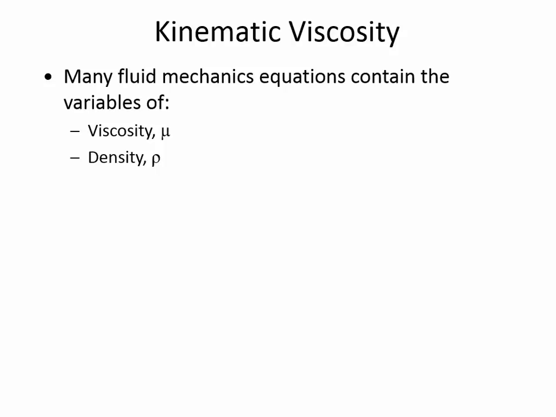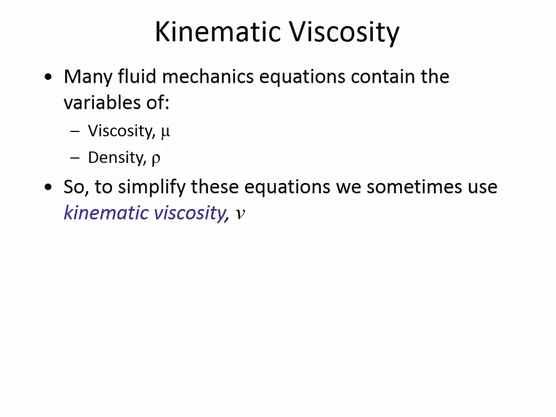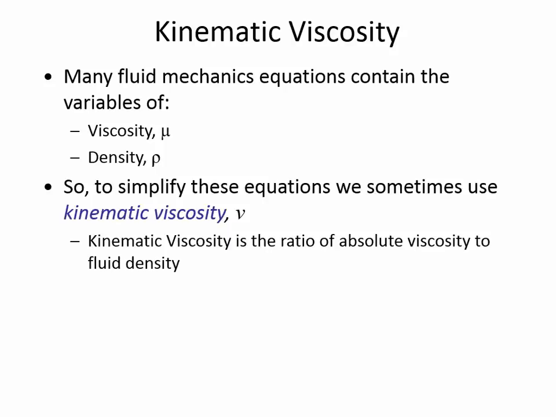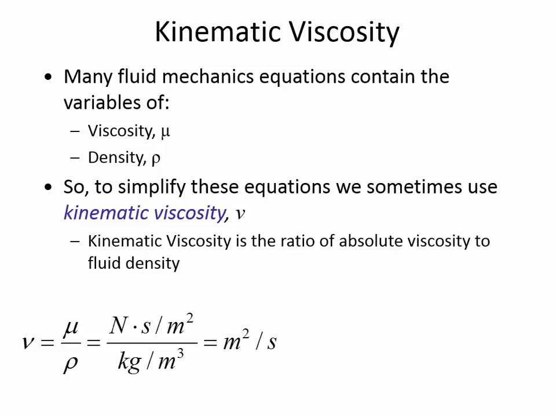In other words, combining both of these two things together in a single parameter. So kinematic viscosity is the ratio of absolute viscosity to fluid density. In other words, if you have the absolute viscosity and divide it by the density of your fluid, then that would give you the kinematic viscosity.